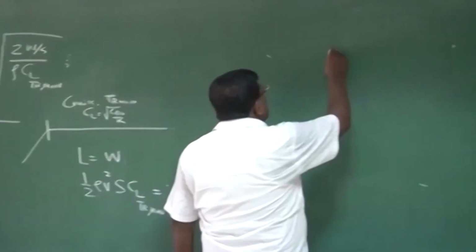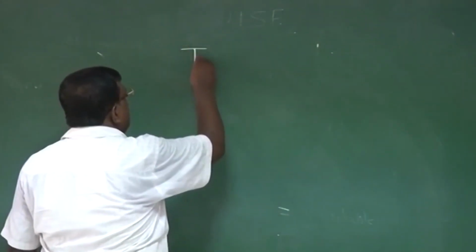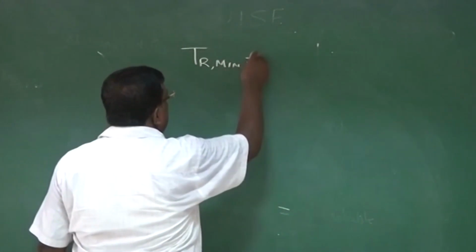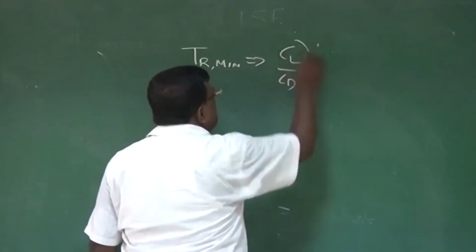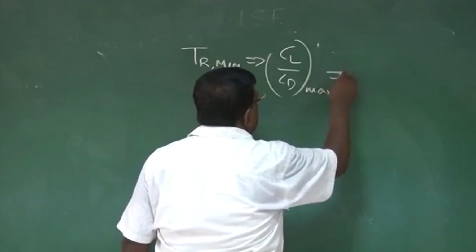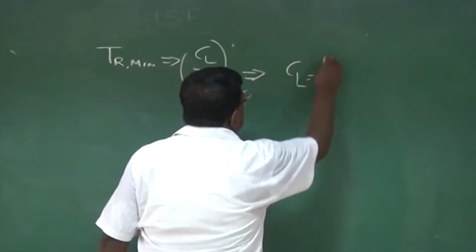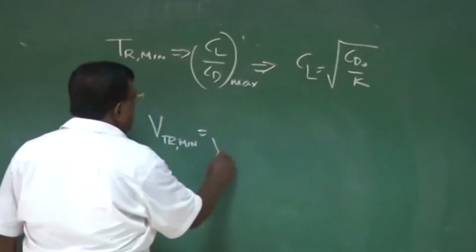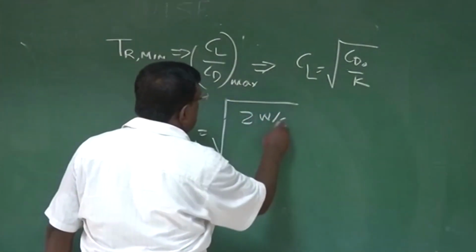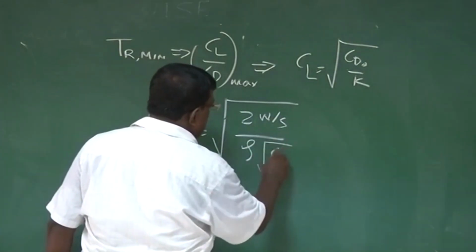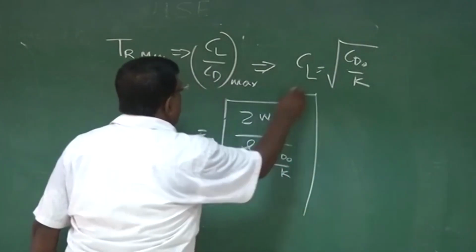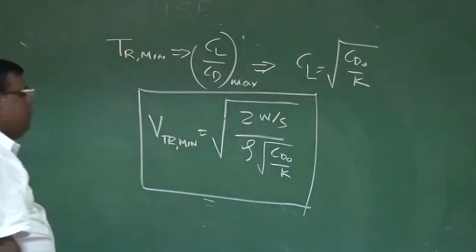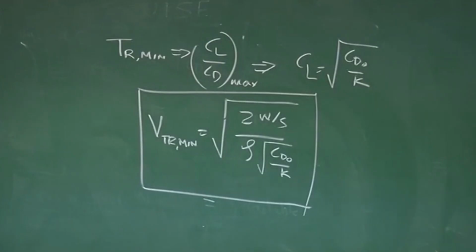So what do we say? We know that for thrust required minimum, I must fly at CL by CD maximum. That means I have to fly at a CL which is root of CD naught by K. That means the velocity for thrust required minimum will be nothing but square root of 2W by S by rho into CD naught by K. So that is what the velocity for thrust required minimum should be, maintained by the pilot at a given altitude.